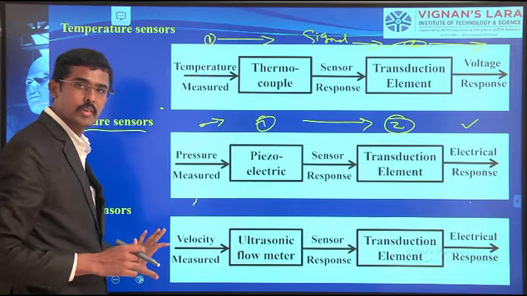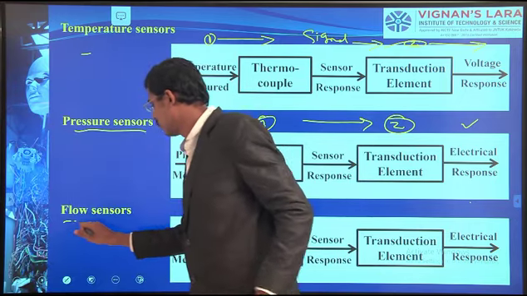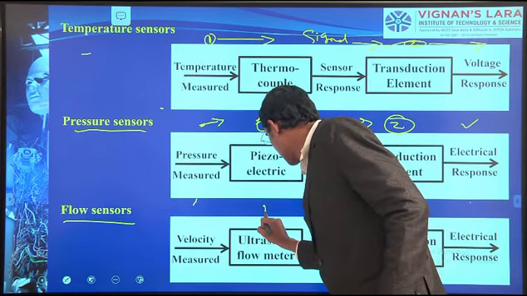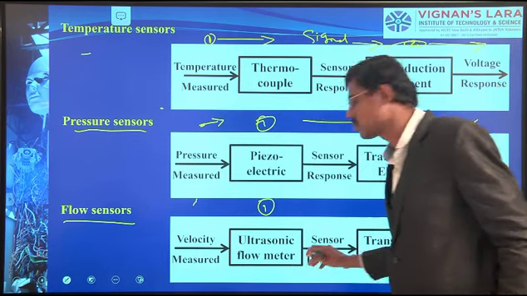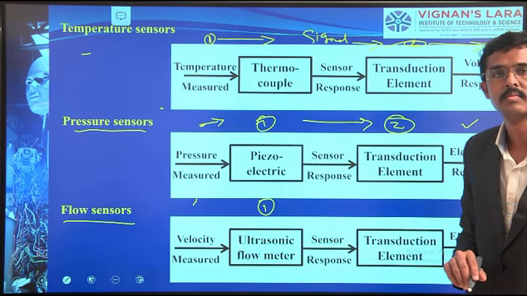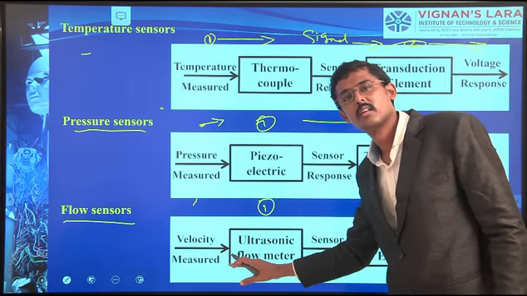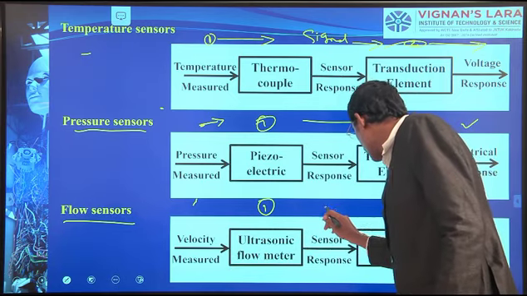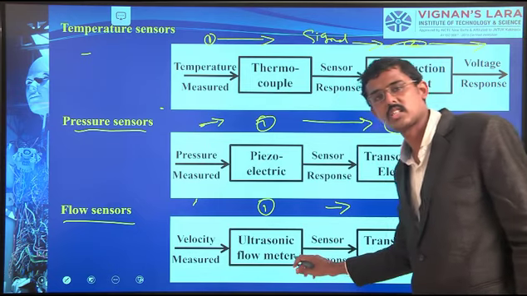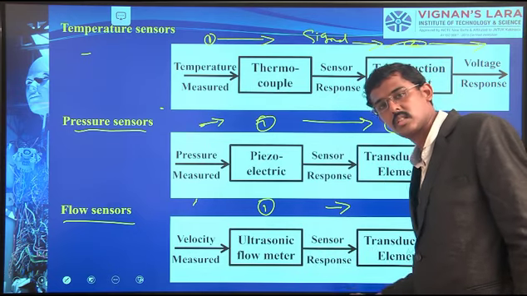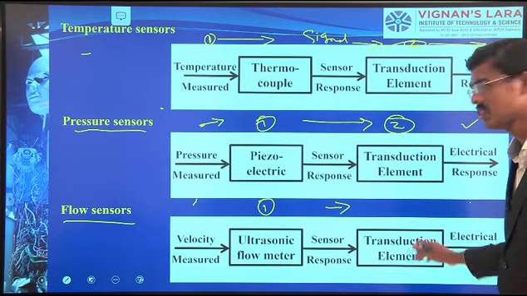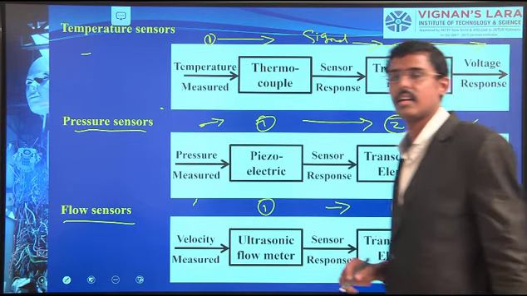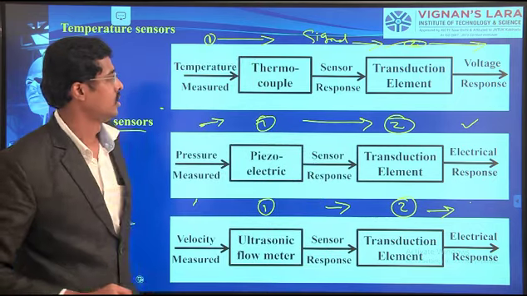So again, one more example. A flow, a velocity we have to measure here. Right? And here again we are using an ultrasonic flow meter. This ultrasonic flow meter senses and measures, and the signals are passed here. Signal, sensor responses, signal responses. And what happens is the transducer element here converts it into electrical responses.